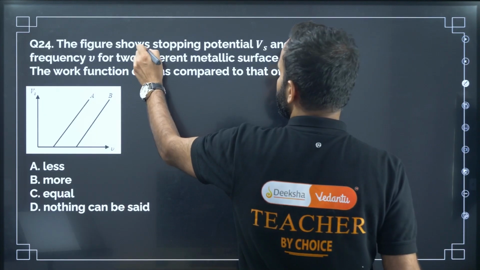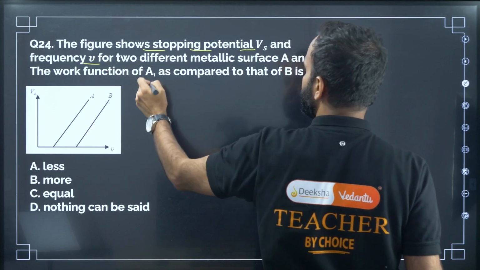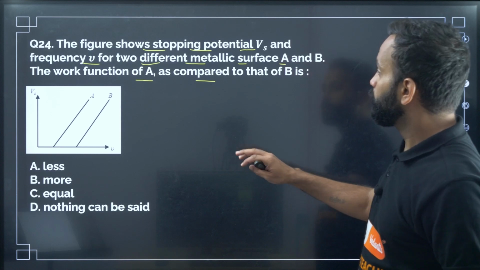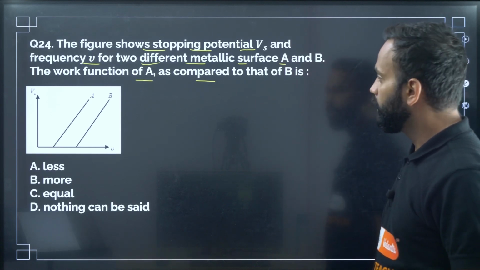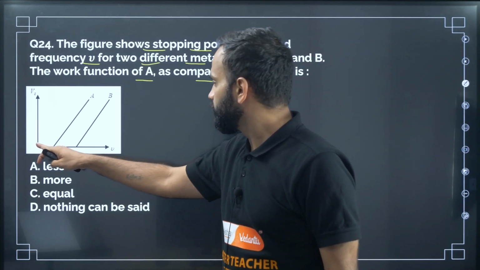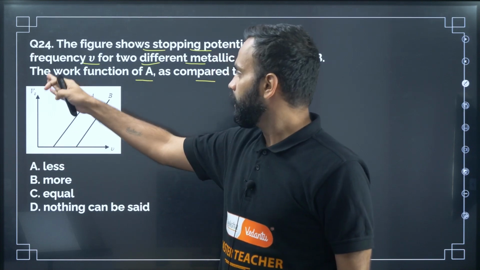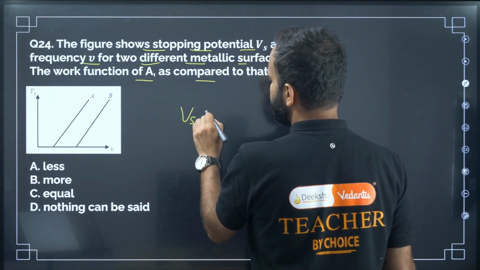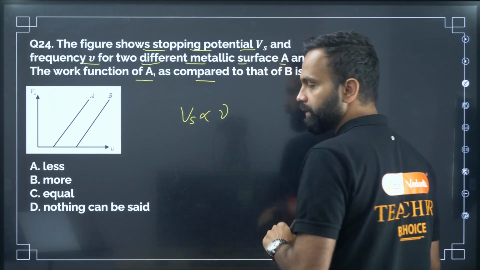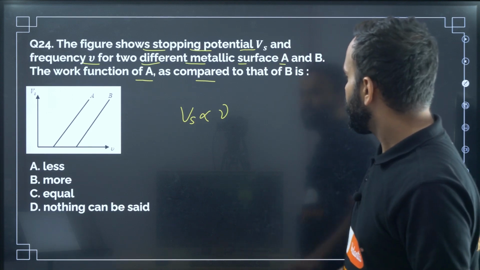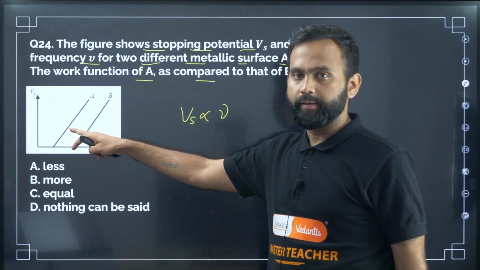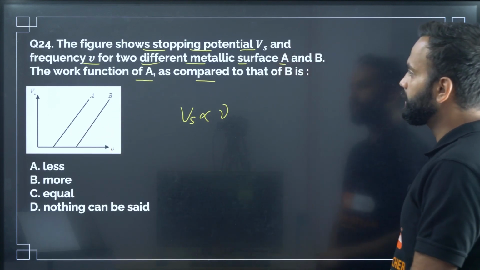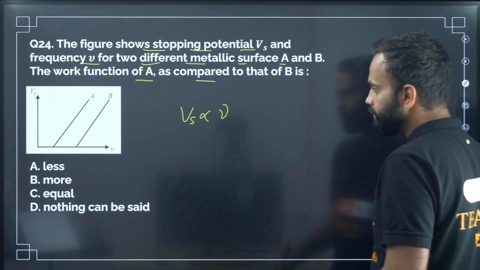Question number 24. The figure shows stopping potential Vs and frequency nu for two different metallic surfaces A and B. The work function of A as compared to that of B. So here x-axis represents frequency, y-axis represents stopping potential. We know that stopping potential is directly proportional to the frequency of the incident light, isn't it? So therefore, the work function of A is lesser than work function of B, right?